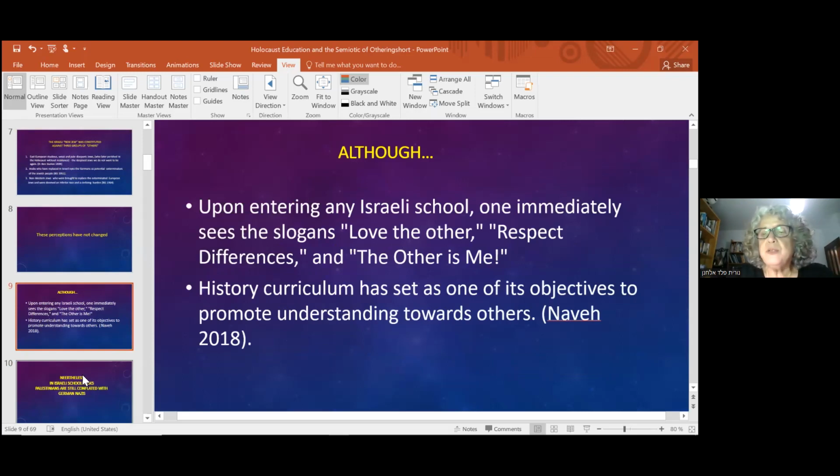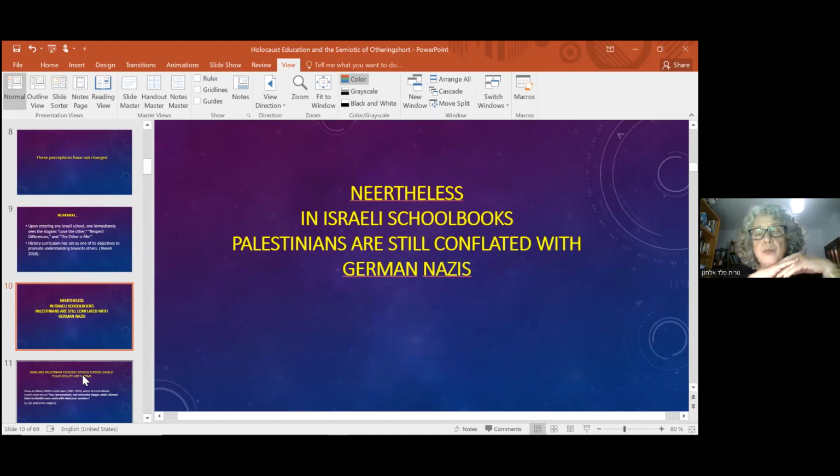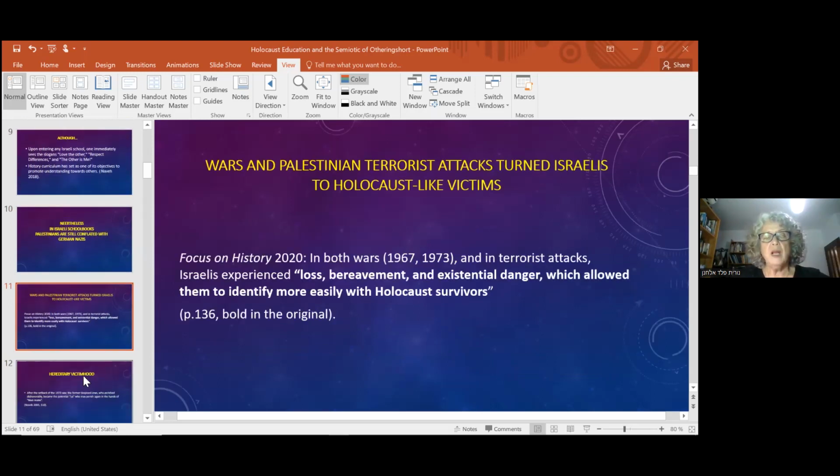Although, when you enter an Israeli school, you immediately see slogans: love the other, respect difference, and the other is me. And the history curriculum has set as one of its objectives to promote understanding towards others. Nevertheless, in Israeli school books today, Palestinians are still conflated with German Nazis. In the chapter about the formation of Holocaust remembrance, the books, for example this book, explain that in both wars and in terrorist attacks, Israelis experienced loss, bereavement, and existential danger, which allowed them to identify more easily with Holocaust survivors.